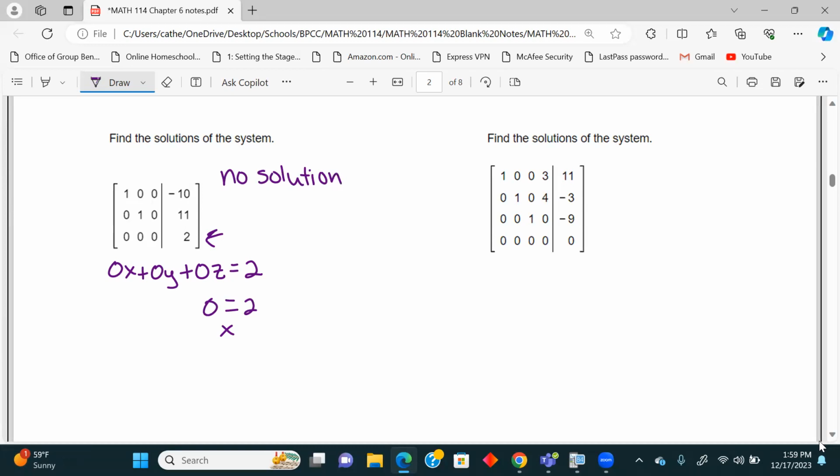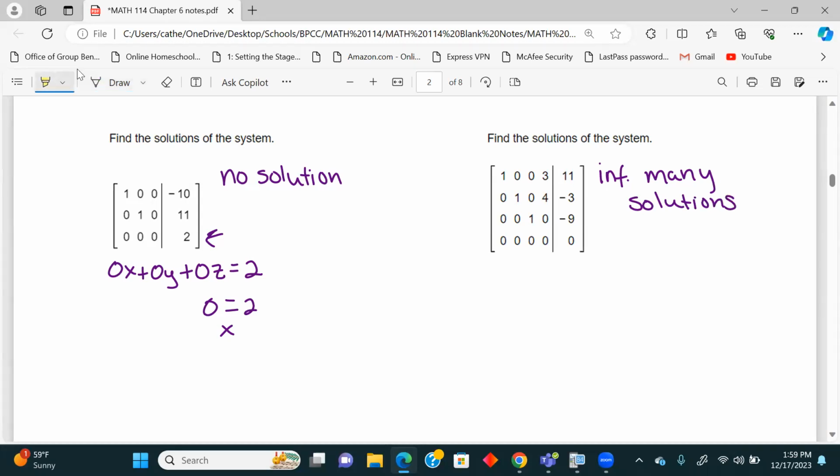So whatever notes you need to make, this is a good place to put them for when you take the test. Examples of no solution. The one on the right is infinitely many solutions. I always spell infinitely wrong, so I just abbreviate. And that's because the whole bottom row are zeros. It's a true statement because 0x plus 0y plus 0z, that's just 0. So that statement is true. So you have infinitely many solutions.